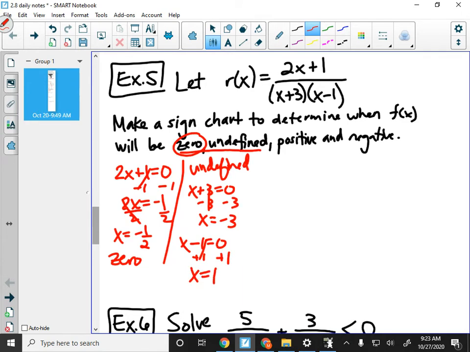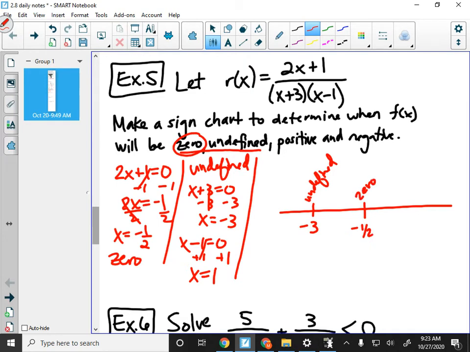and x equals +1. So then I'm going to make my sign chart, and I need to see all of my zeros and all of my undefined. So I need a -3 on here. That was undefined. I need a -1/2. That was a 0. And I need a +1, and that is an undefined. Then I'm going to just once again look at the signs.